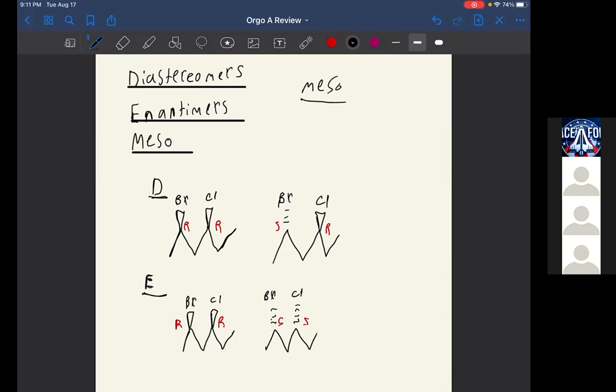So meso compounds is basically, there's an internal plane of symmetry.